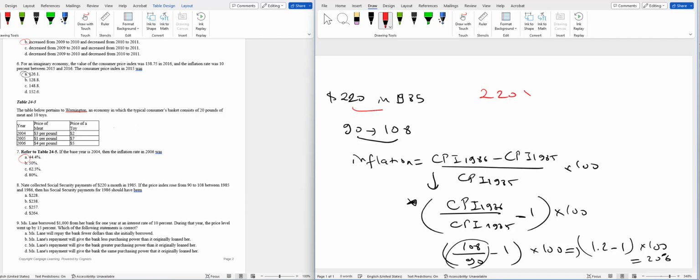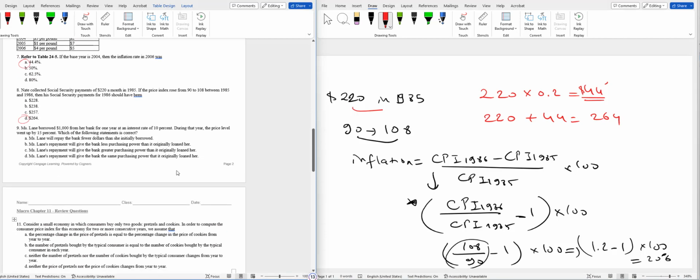It's going to be 220 times 0.2, or 20%, is $44. So it should increase by $44. 220 plus 44. So the new salary should be $264. Question 9. Miss Lane borrowed $1,000 from her bank for 1 year at an interest rate of 10%.